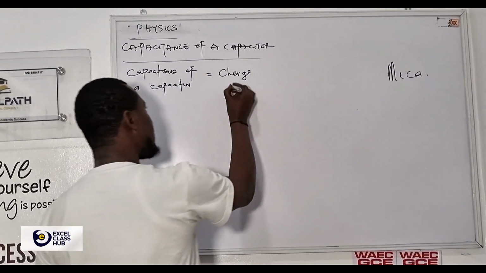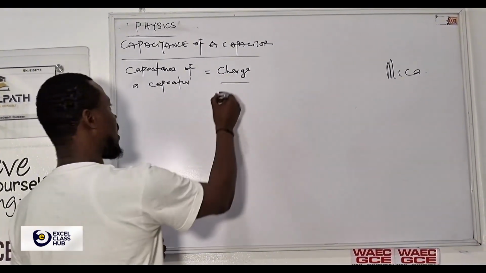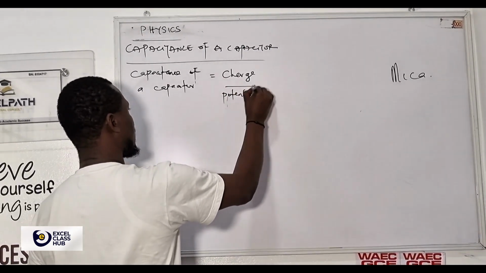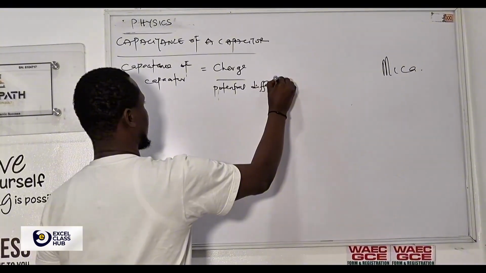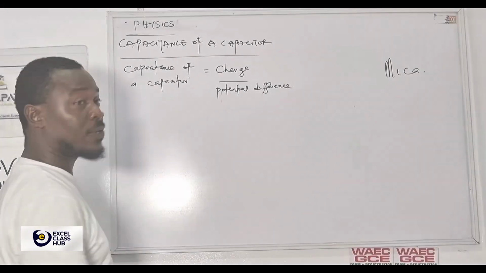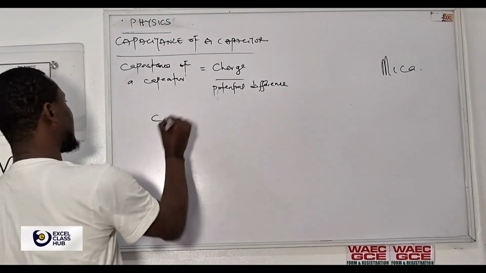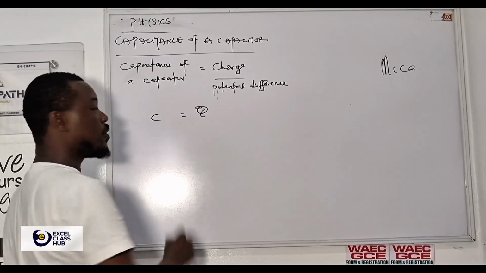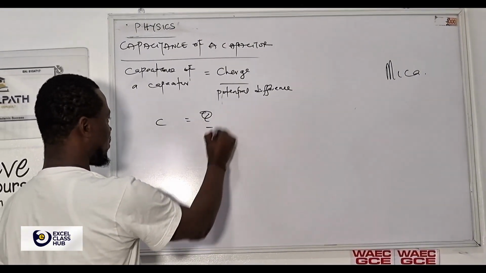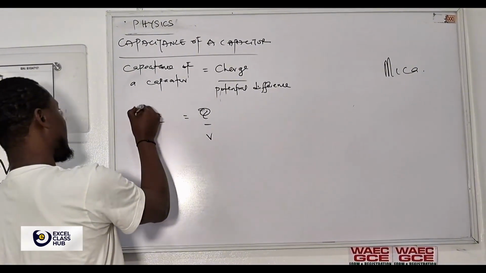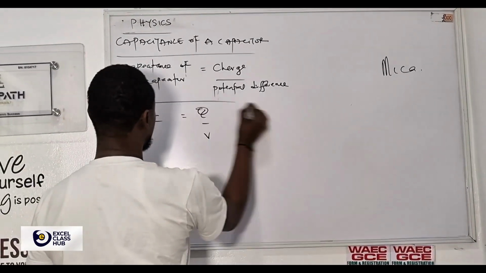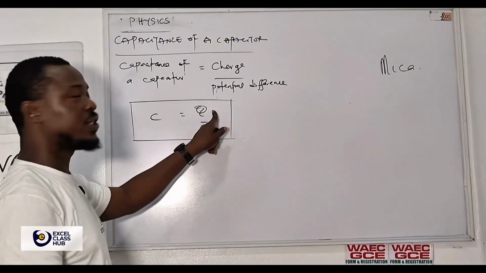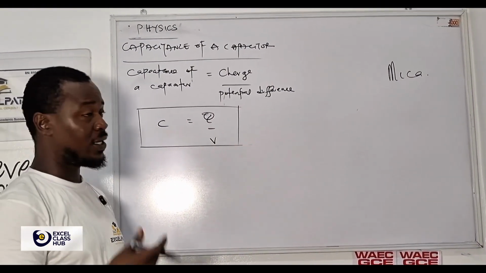per unit. Anything per unit means over potential difference. Let's take a look at the symbols. Capacitance is denoted as C, while charge is denoted as Q, and potential difference is V. So this is your formula for the capacitance of a capacitor, which is charge per unit potential difference.